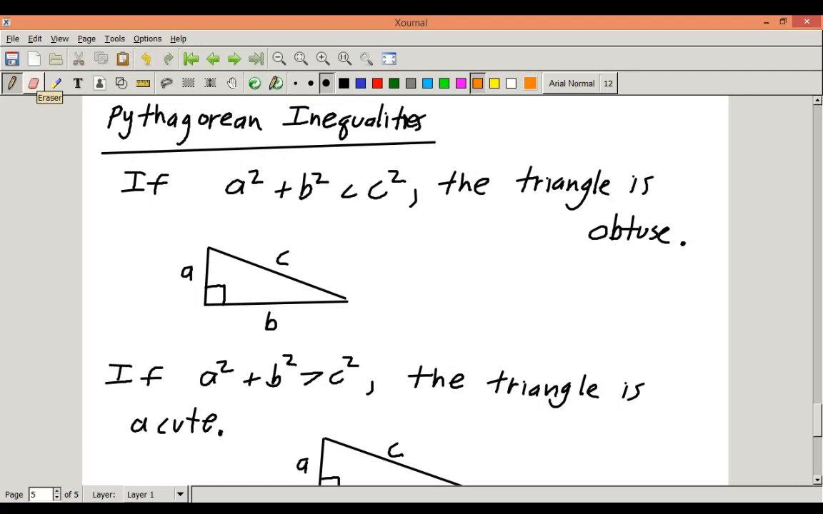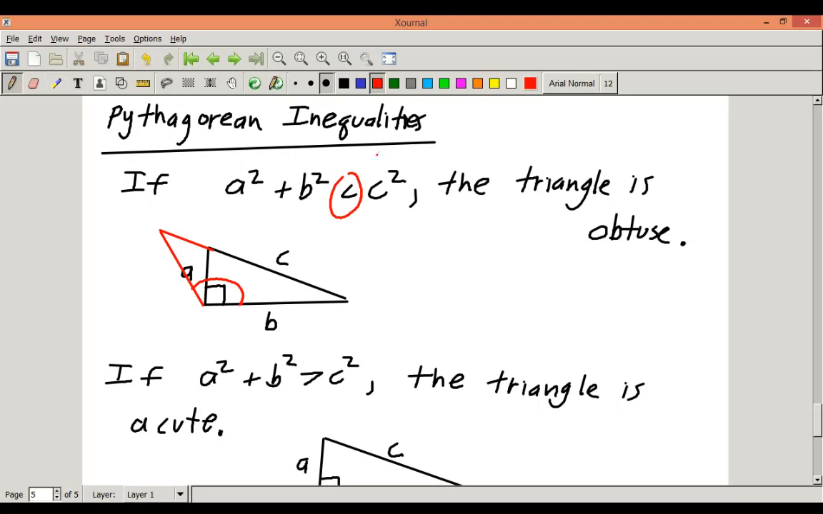Okay, so think about this. If a squared plus b squared is less than c squared, that means the triangle is going to be obtuse. Why is that? Because if this were an equal sign, then you'd see the triangle the way it looks right there. But if that's turned to a less than, that means, let's say the c has gotten bigger, that means this triangle is going to be wider open because c just got bigger, and that makes this angle here obtuse. So if a squared plus b squared is less than c squared, then the triangle is obtuse.